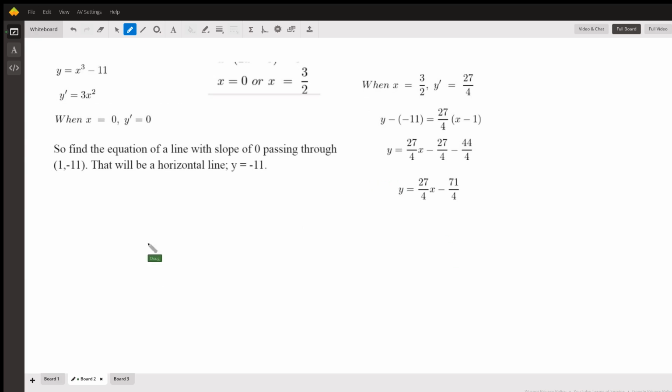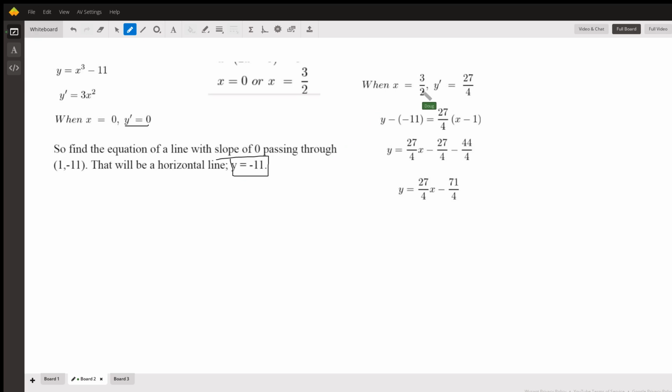So when x is 0, y prime is 0. That means we want to find the equation of the line with the slope of 0 passing through (1, -11). That will be the horizontal line, y equals negative 11. So there's one of your equations right there.